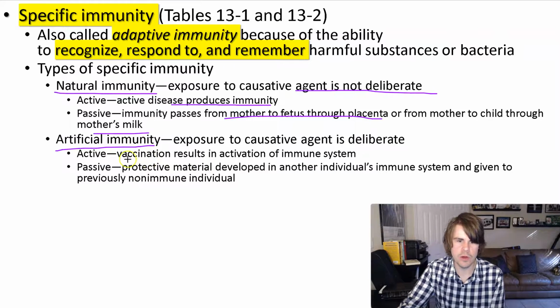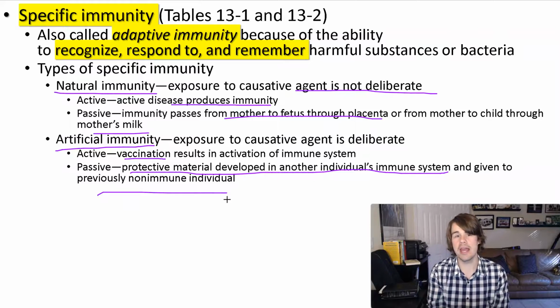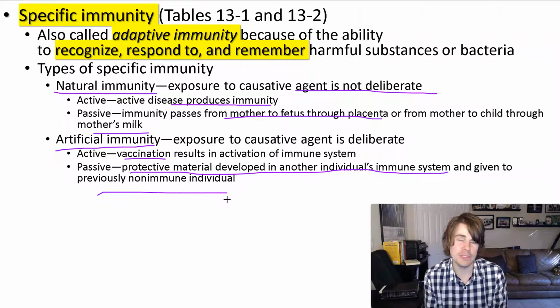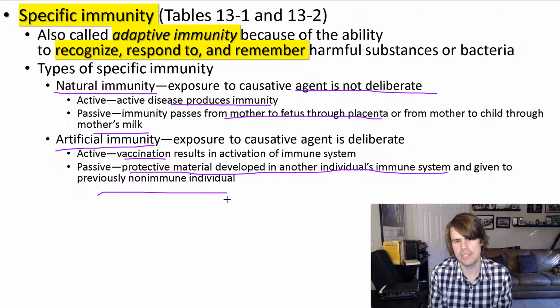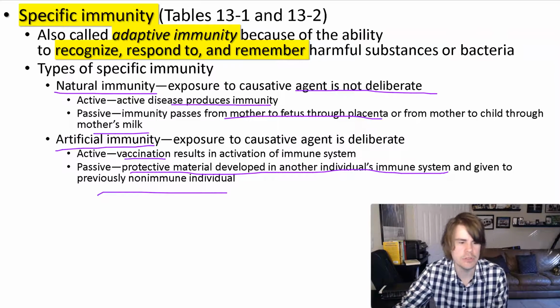Artificial immunity: active would be vaccination. Passive would be if protective material developed in another individual's immune system is given to a non-immune individual. This is where the antibodies come in. When they're doing these plasma tests, antibodies present in plasma are given to people who are sick to protect them. That would be passive artificial immunity.